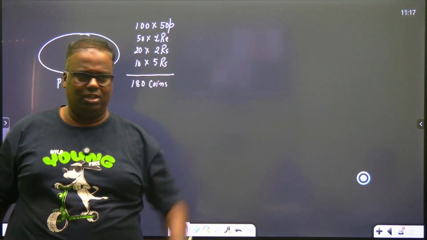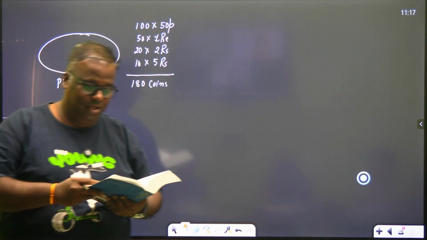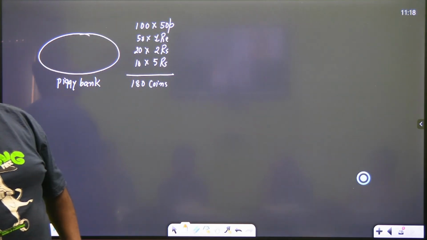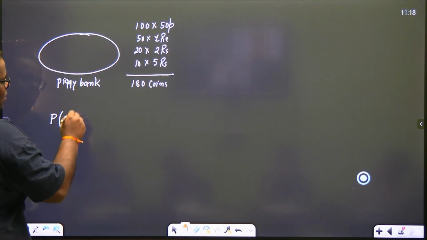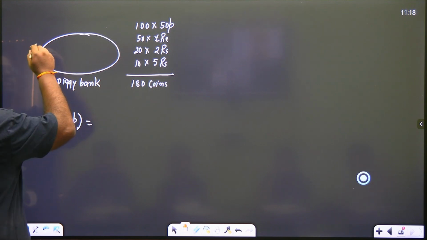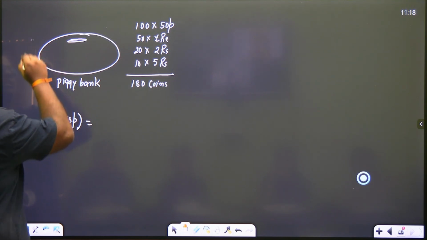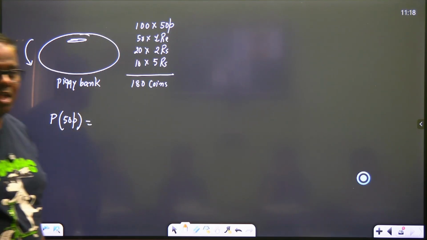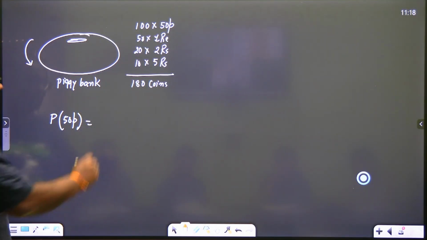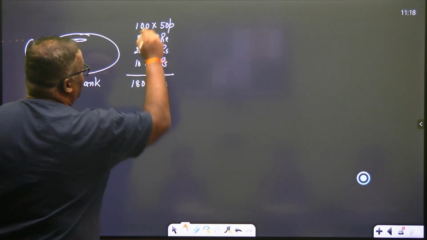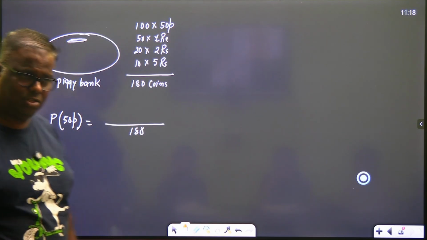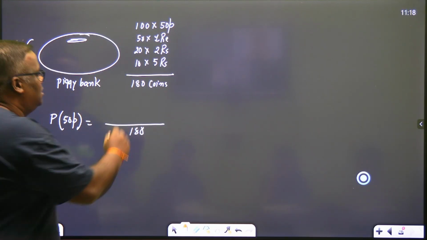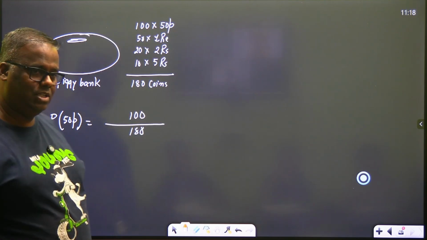So you will take your piggy bank and you will turn it upside down. Any one coin can come out. If it is equally likely, find the probability that the coin coming out is a 50 paise coin. Tell me. Out of 180 coins, which is my sample space, there are 100 coins. Any one of that 100 coins falls, I win the match because I've been asked to pop out a 50 paise. 100. Did you understand?